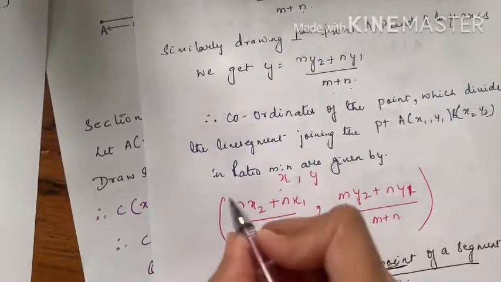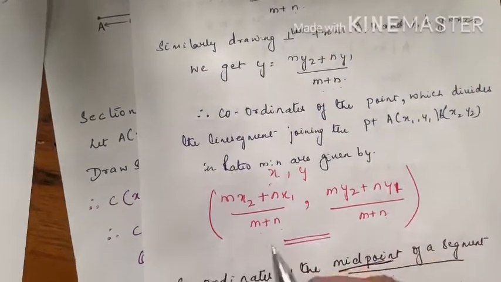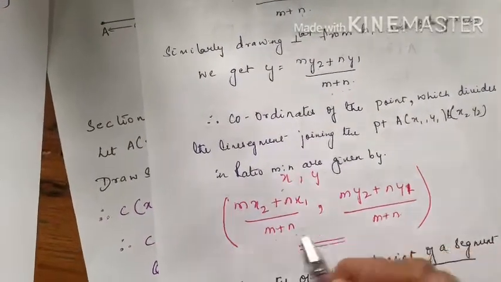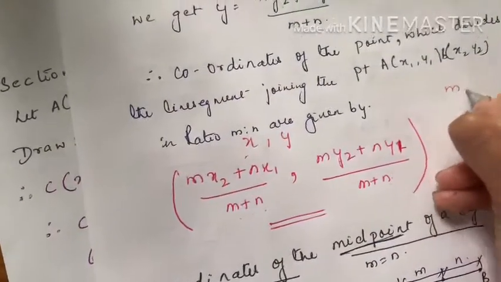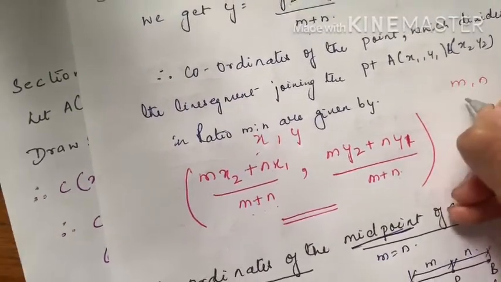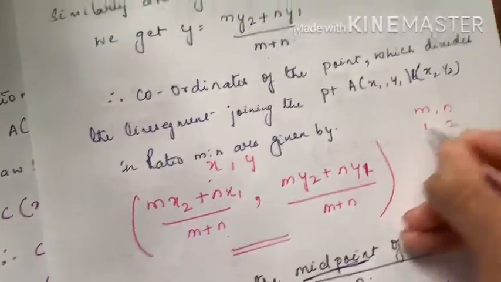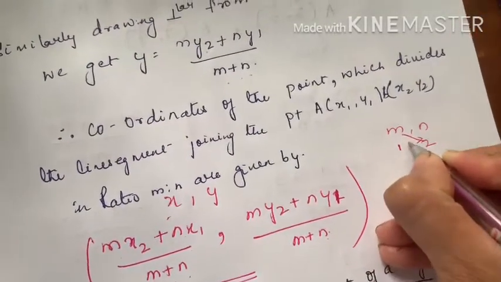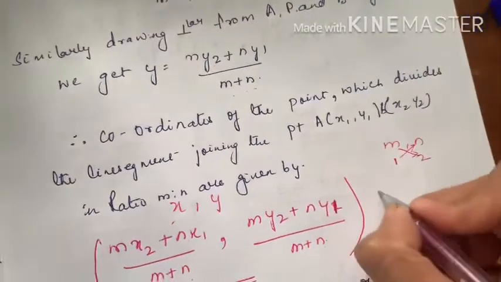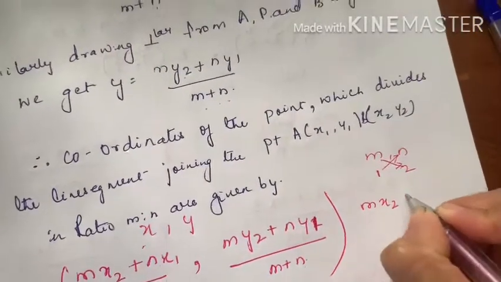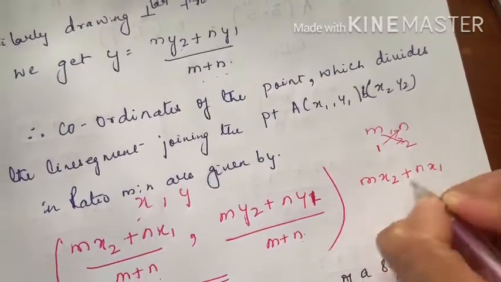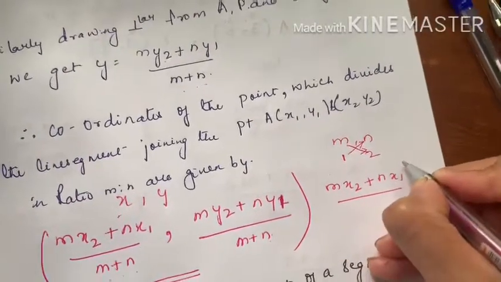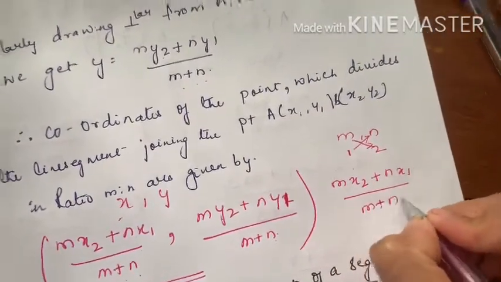Dear students, you have to remember this formula. You just have to remember that for x you will have the x term and for y you will have the y term. And you will see m, n. This is the alphabet order. 1, 2. This is the numerical order. When we write, just take a cross. Just multiply crossly. That means mx2 plus nx1. You will never go wrong. Same way, my2 plus ny1 divided by m plus n.